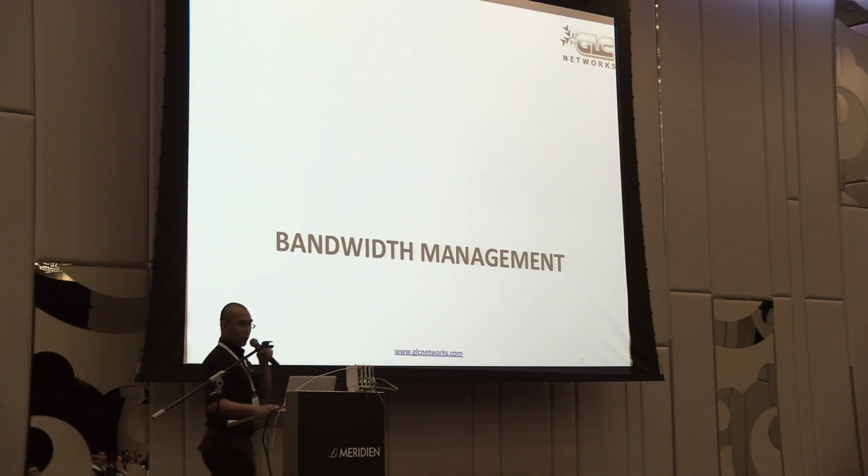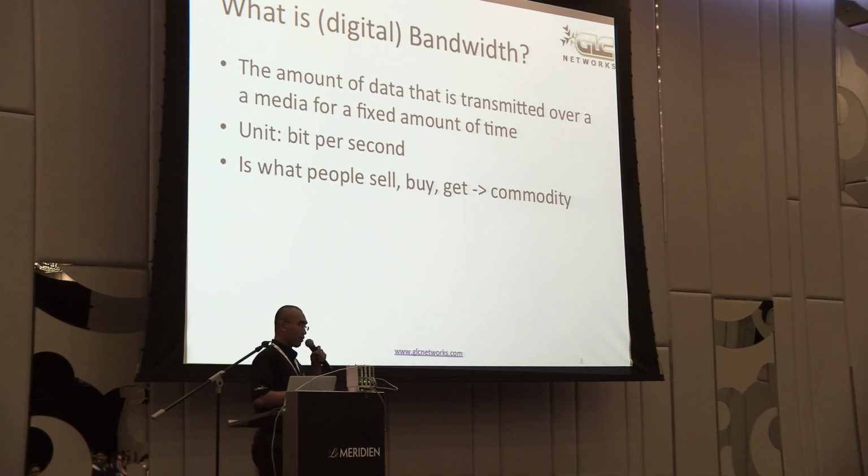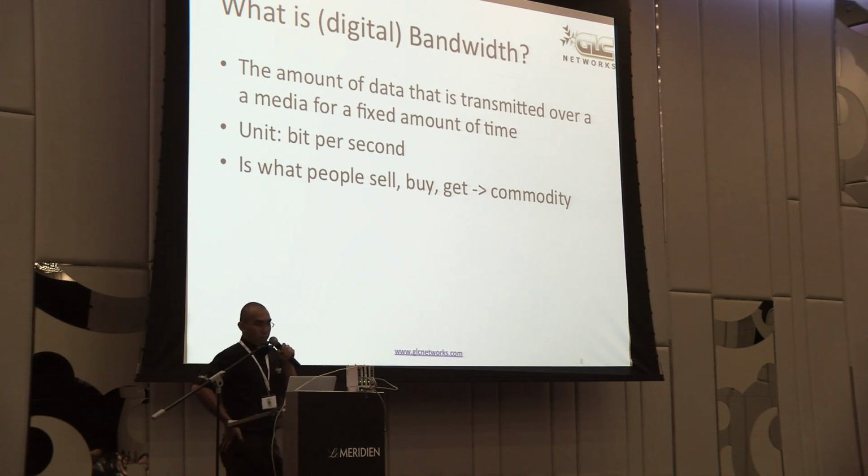Okay, let's talk about bandwidth management. So what is bandwidth? When we talk about bandwidth, there are 2 kinds: analog bandwidth and digital bandwidth. The one I'm talking about here is digital bandwidth. Digital bandwidth, by definition, is the amount of data that you transfer through the media for a fixed amount of time, for example 1 minute or 1 second. Usually the unit is bit per second. It can be kilobit per second, megabit per second, gigabit per second, petabit per second. So what you are counting is the bit.